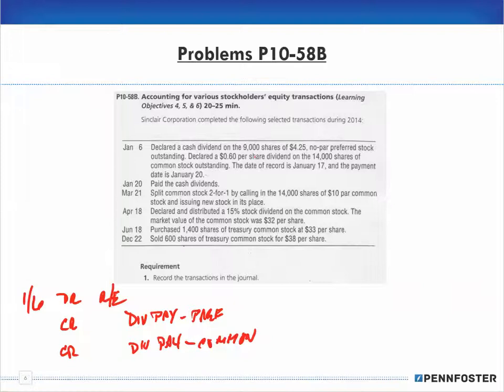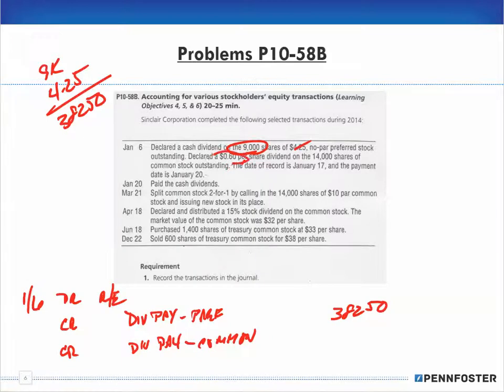All right, so for preferred, I have 9,000 shares at $4.25. So 9,000 at $4.25 gives me $38,250. Then we have a 60 cent per share dividend on 14,000 shares of common stock. So if I have 14,000 shares at 60 cents, that gives me $8,400.